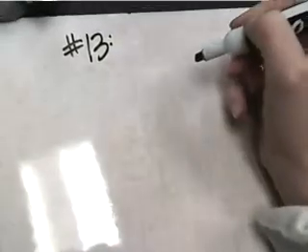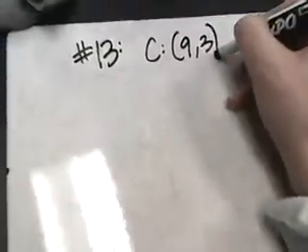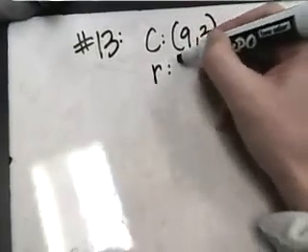Okay, now let's go to number 13 and 20. Hopefully these match up a little bit better than my other ones did. Yeah, 13 gives me a circle. We haven't used one of those yet. It says write a circle if the center is at 9, 3, and if the radius is 4.